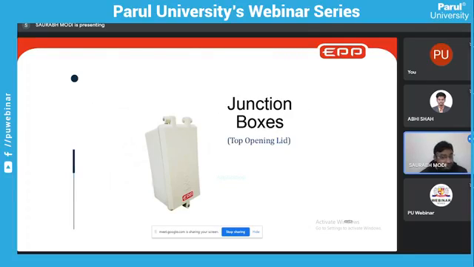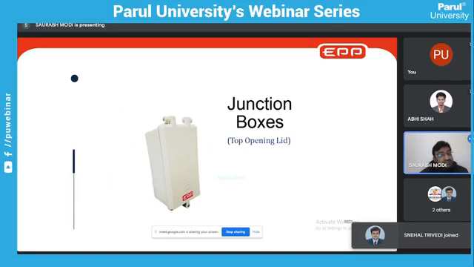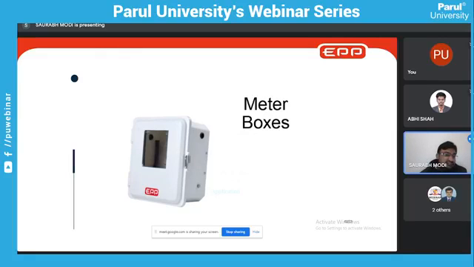Okay, this is another one. The term junction box refers to a box which does not have any kind of accessories. If you add any mechanical or electrical instrument inside it, then its name will change. And it has two parts: the bottom box, and the top one, which is called the lid.